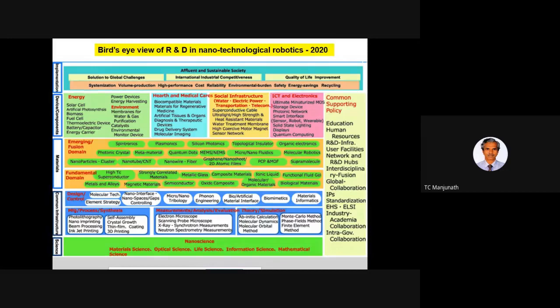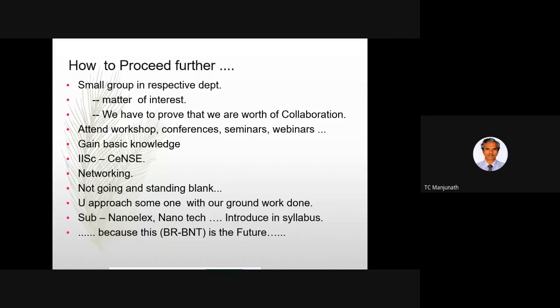So how to proceed further? Make a small group in respective departments, your faculty, with the students, and attend workshops, webinars, conferences like this. You gain knowledge. Enter into a tie-up or MOU with the Indian Institute of Science, the Center for Nanoscience and Engineering, and have a network. You approach someone with the background work done.